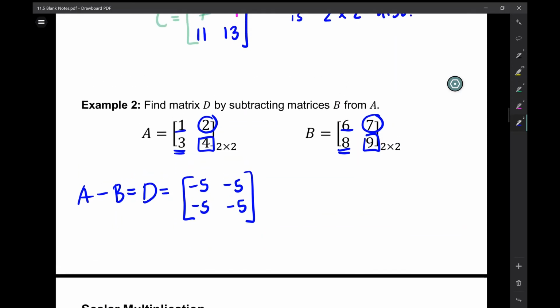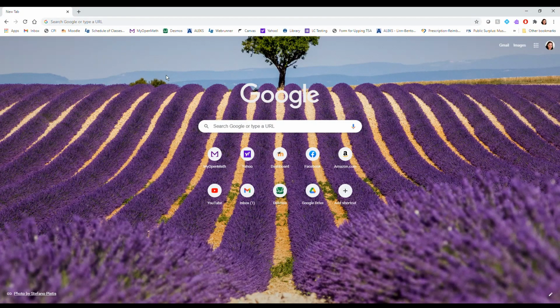Let's do one more topic here. Actually, what we're going to do now is we're going to go over to Desmos, and I'm going to show you how to use the Desmos matrix calculator to do these computations as well. All right, here we are. We're going to use Desmos, an online calculator, to help us do some matrix computations.